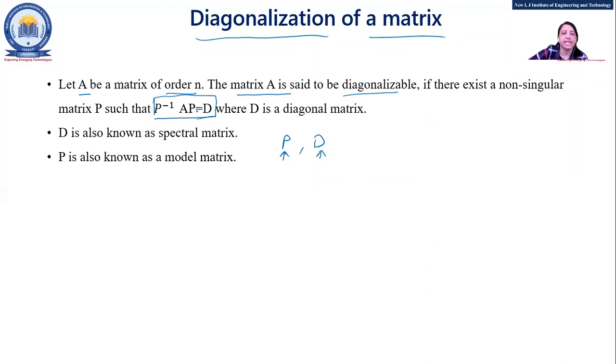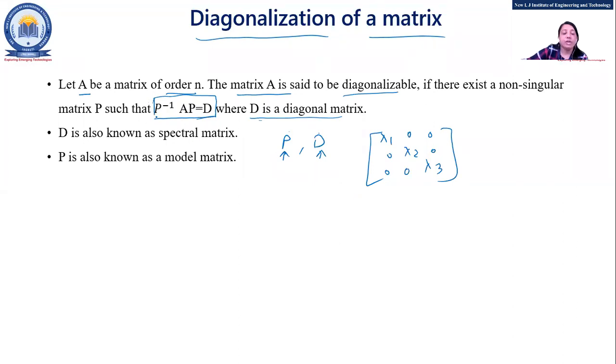Fine. P inverse AP equals D. Now we'll see how to build P and D. Okay. So D is a diagonal matrix. D is a diagonal matrix whose diagonal elements are eigenvalues. Others are 0 because it's a diagonal. So what we need to prove?